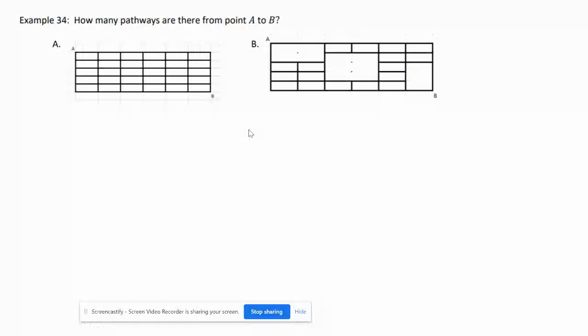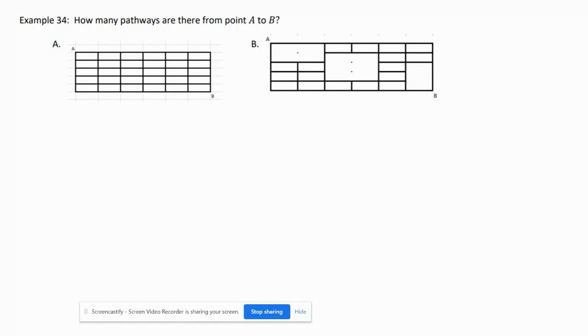Okay, example 34. How many pathways are there from point A to point B? I'm going to show you this question in 2 different ways. When I say pathways, what we're implying here, guys, is that you can only be getting closer from this point to this point. In other words, I can't go backwards. If you could go backwards and you could go up, you could just go in circles, and that means there would be infinite pathways.